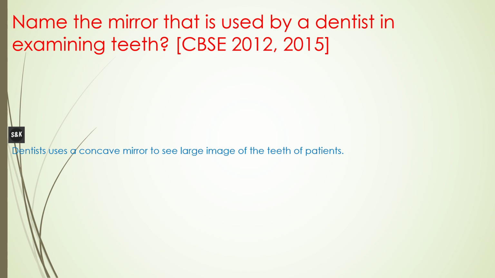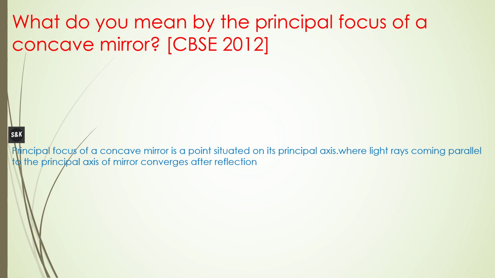Name the mirror that is usually used by a dentist in examining teeth. So the dentist uses a concave mirror to see a large image of the teeth. Next, what do you mean by the principal focus of a concave mirror? Principal focus of a concave mirror is a point between the center of curvature and pole which lies on the principal axis, where light rays coming parallel to the principal axis of the mirror converge after reflection.